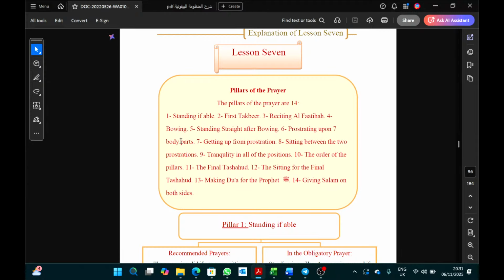Getting up from prostration and sitting between the two prostrations, so make sure you sat properly. Tranquility in the positions, we talked about that. The order of the pillars, so you've got to pray in order.